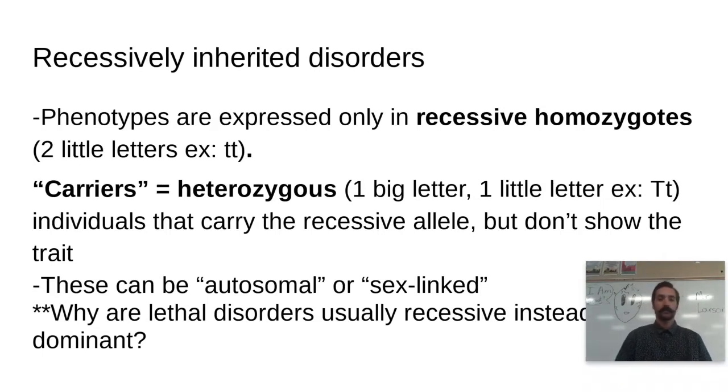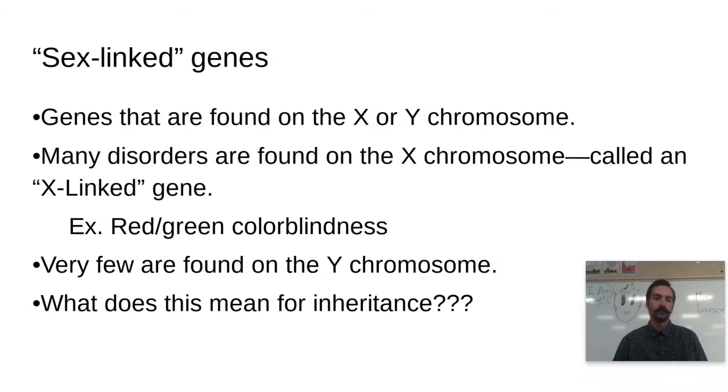These recessively inherited disorders can either be autosomal or sex-linked, meaning they can either be in the autosomes, the 22 other chromosome pairs that contain all your genetic material, or it could be sex-linked, in your sex chromosomes, your X and your Y. Once again, what does it mean for something to be sex-linked? It is found in your X or Y chromosomes. Many disorders are found on the X chromosome, known as an X-linked gene, such as red-green color blindness, while very few are found on the Y chromosome.